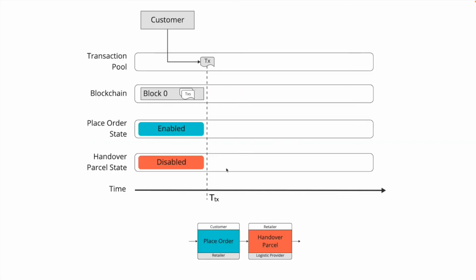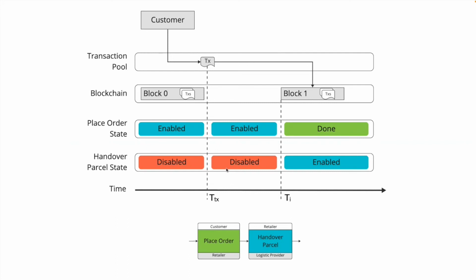So that's basically how it happens. First we have the states as they are. Place order is enabled, and handover parcel is disabled because it depends on this element. Then after the customer sends a transaction, the transaction is still not mined, it's still not placed into a block, so the states are still the same. But once the transaction is mined into a block, the state changes. Now place order is done, and the next element is enabled, so now it can also be executed.